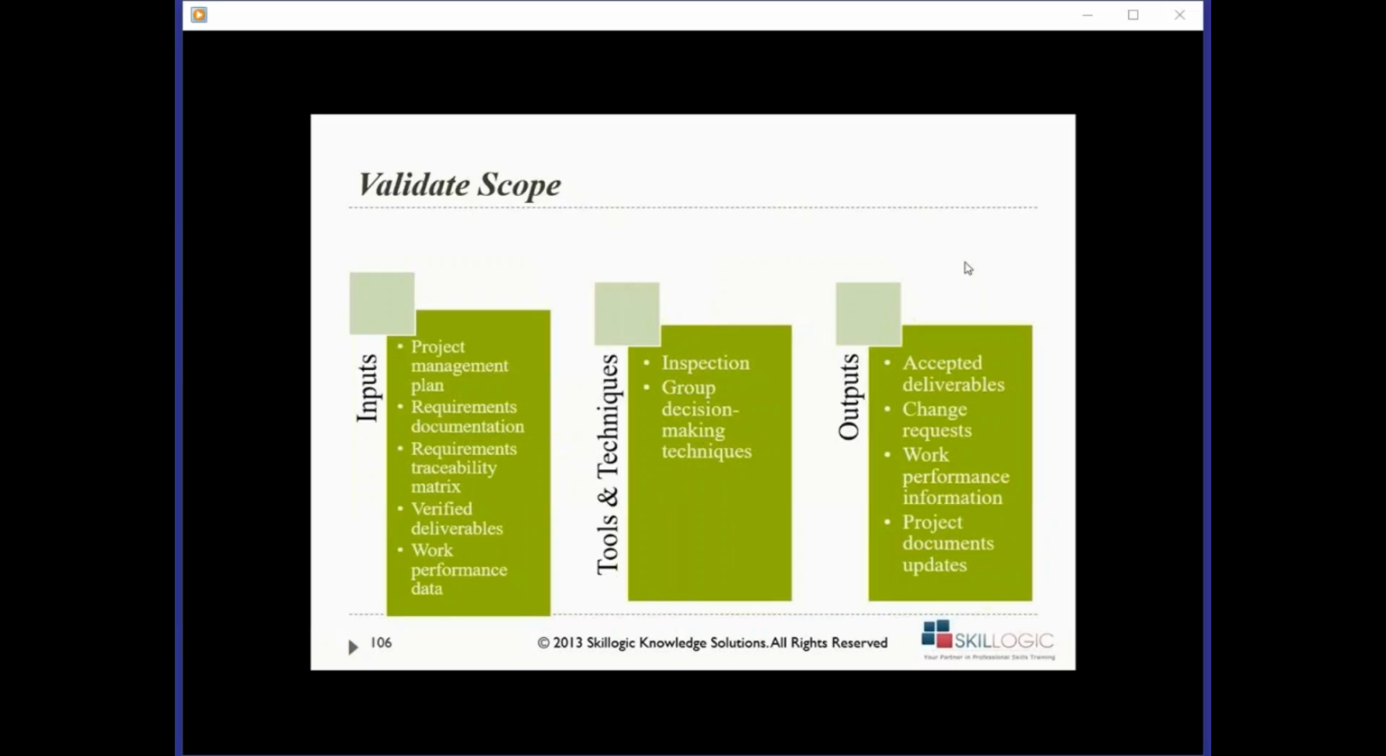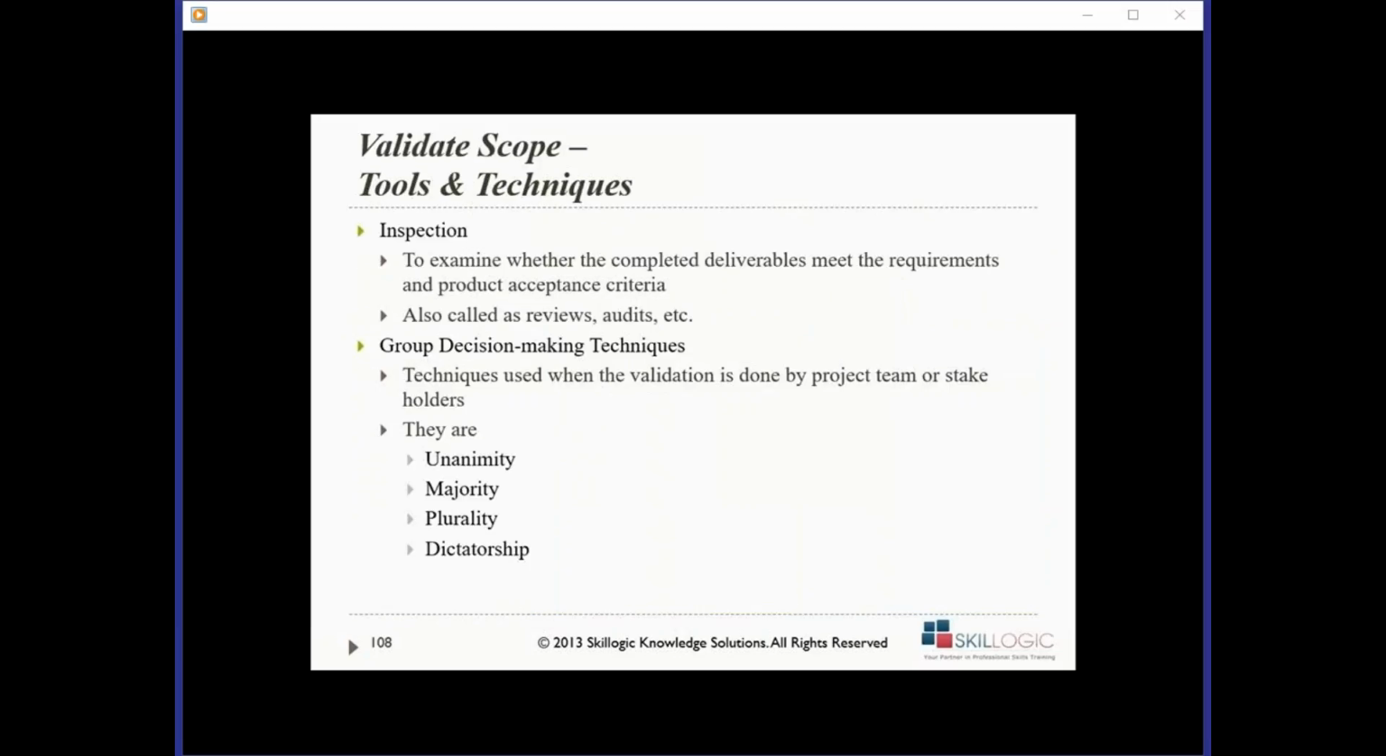The group decision making techniques remain the same here as we had in the requirements. It is unanimity, majority, plurality, dictatorship. What are these techniques? Once again, unanimity, everybody has to agree to it. Majority, more than 50% has to agree to it. Plurality, when not everybody has arrived, whosoever has arrived in the room, the majority of the people who have arrived in the room agree to it.